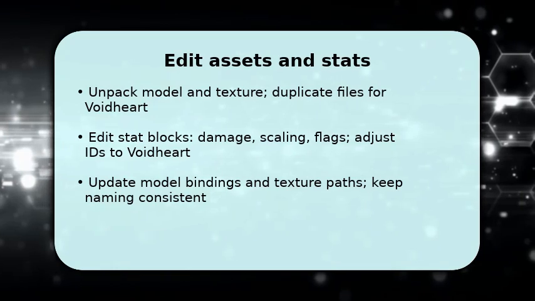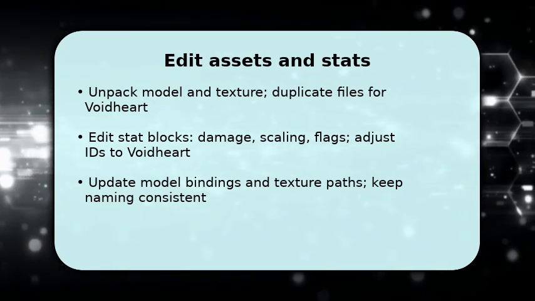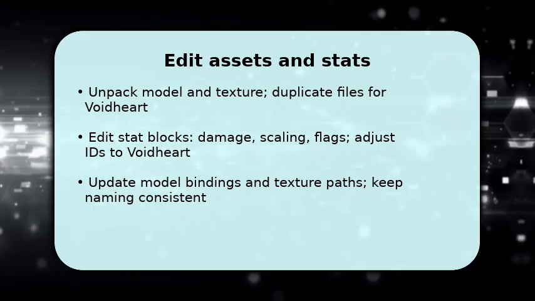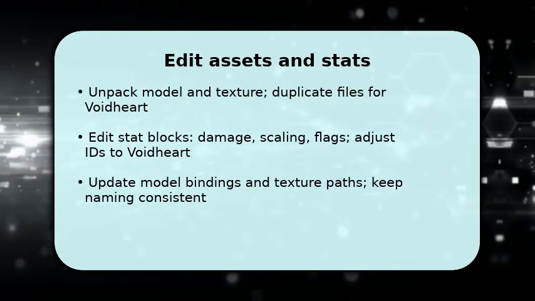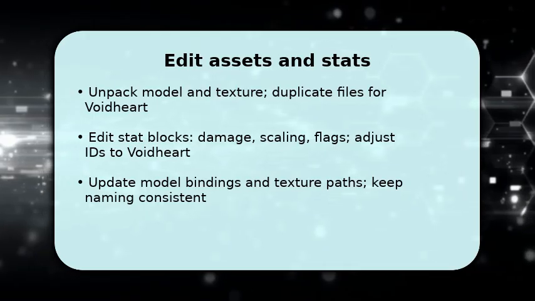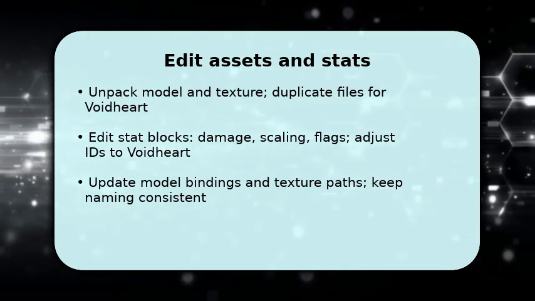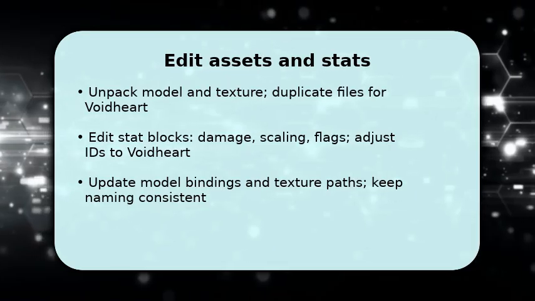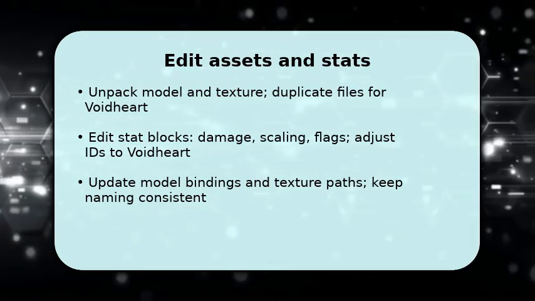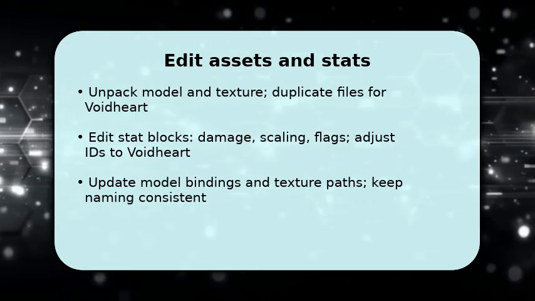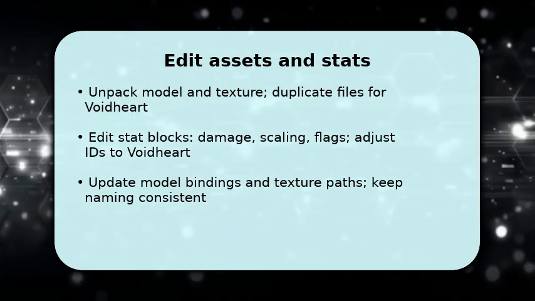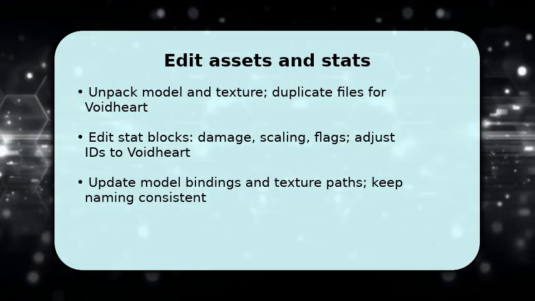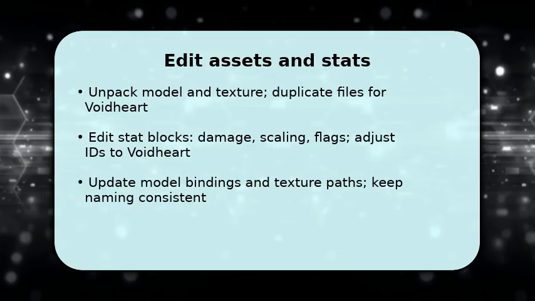Now you modify the core assets, duplicate Kingsoul's model and texture, and rename them for Voidheart. Open the stat block in your hex editor or JSON, change damage, scaling, and equip flags, and replace the original item ID with the new Voidheart ID. Make sure model bindings and texture paths in the asset manifest match the new names. Mismatches cause missing models. Once you've saved edits, repackage the modified assets into the game's expected archive format.